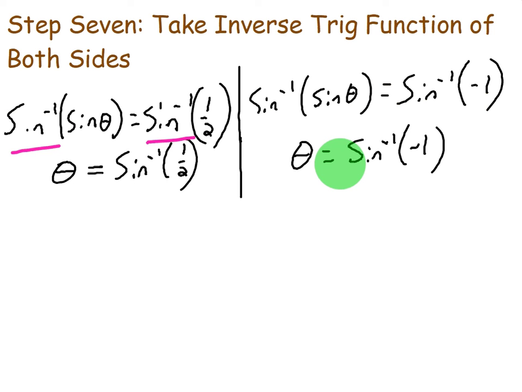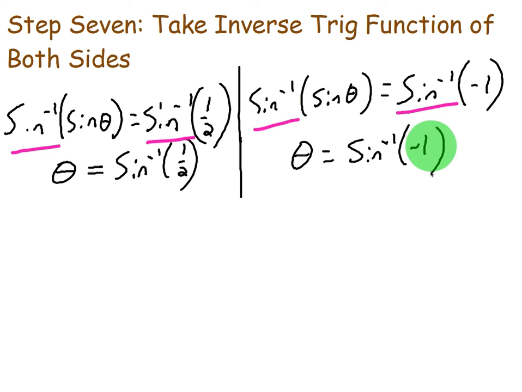We're going to take the sine inverse of both sides, cancel out the sine, and we get theta is equal to sine inverse of -1. I'm doing that because I'm trying to solve for theta, and now I'm just one simple step closer to the answer. Now all we have to do is figure out what sine inverse of 1/2 is and sine inverse of -1.